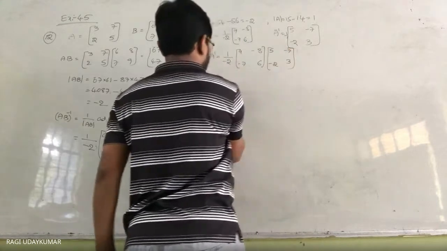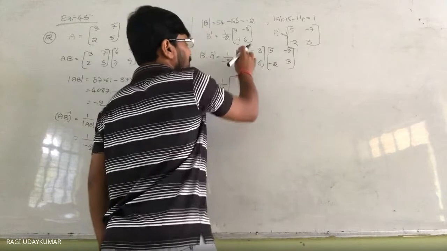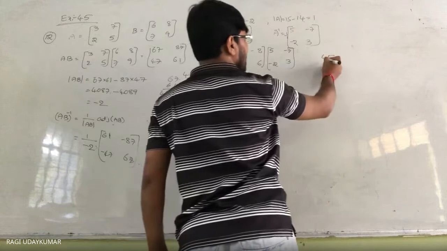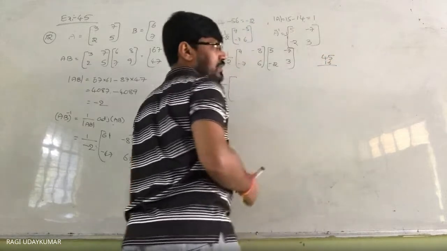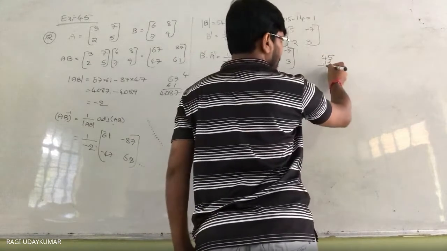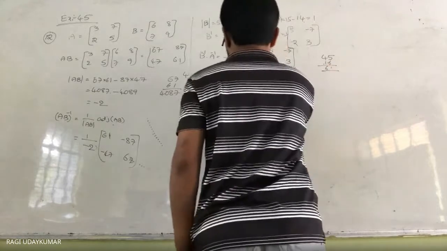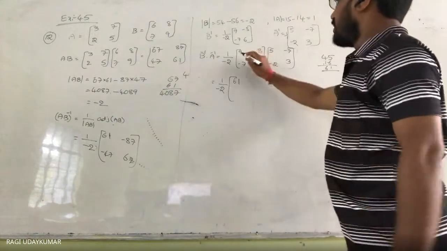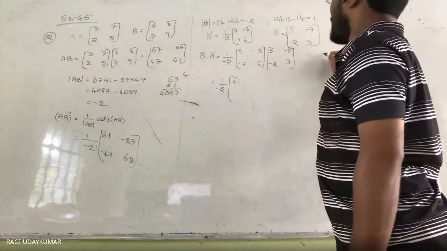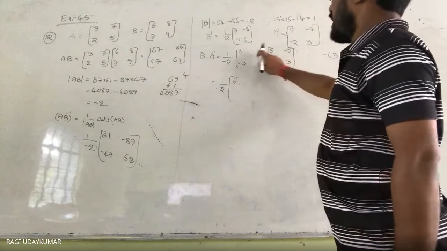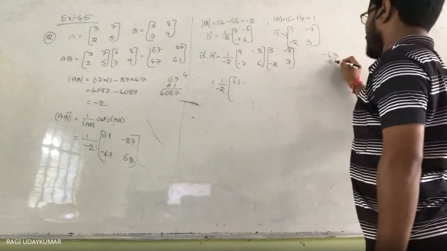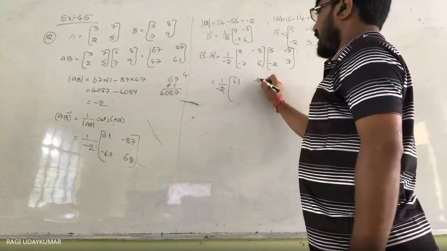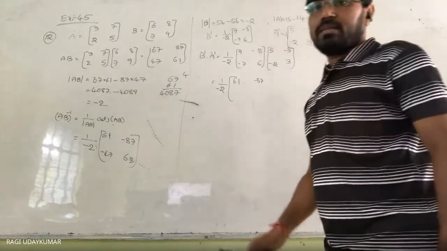Just you have to multiply 1 by minus 2 into 9 5 is 45, 8 2 is 16. So add them. These two should be added. So we are going to get 61. Here we are getting 61. Okay. Next, 9 7 is minus 63, 8 3 is minus 24. So on adding, minus 87. Minus 87 again.